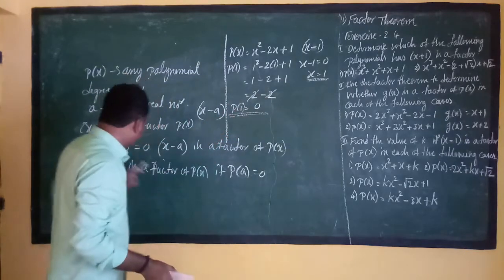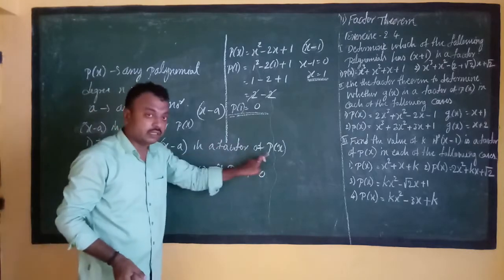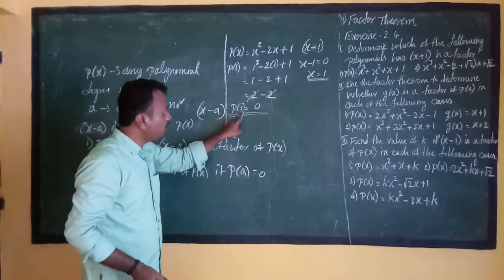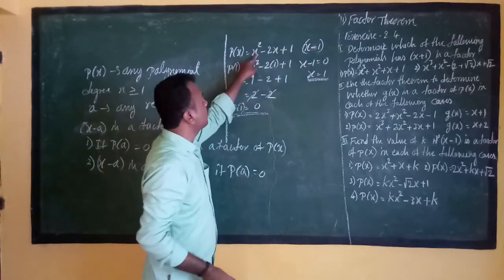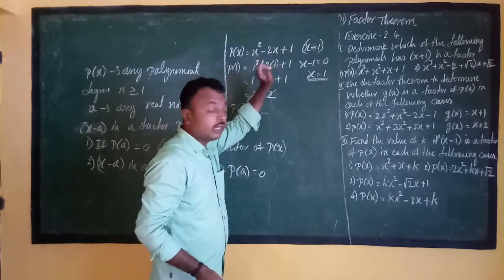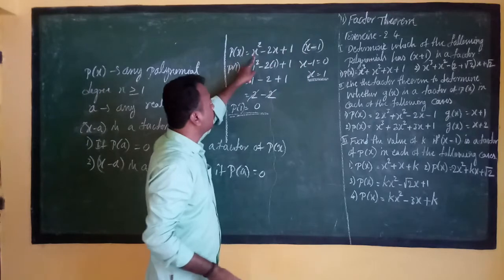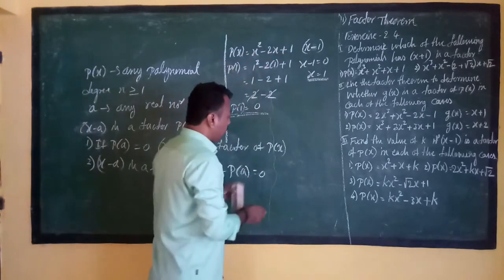Yes, I told you that if p of a is equal to 0, then x minus a is a factor of p of x. Here p of 1 is p of a, where 1 is any real number. So p of a becomes 0. Therefore x minus 1 is a factor of x square minus 2x plus 1. That means x square minus 2x plus 1 is exactly divisible by x minus 1. This is the remainder theorem. Yes, I will show it.